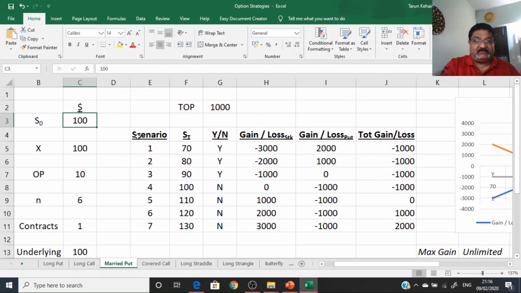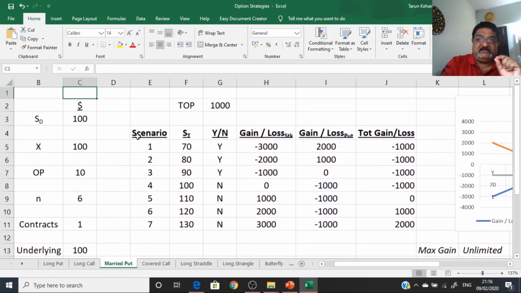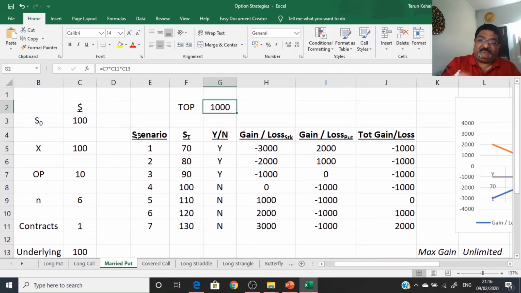So same numbers again. The spot price today is $100. The exercise price is $100. The option premium is $10. 6 months window, one contract consisting of 100 underlying securities, giving a total option premium of $1,000.